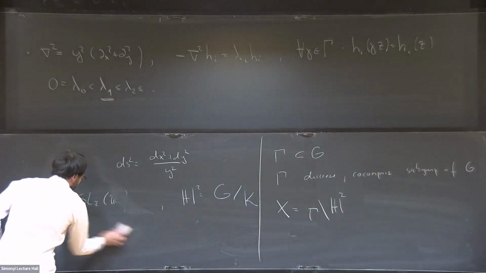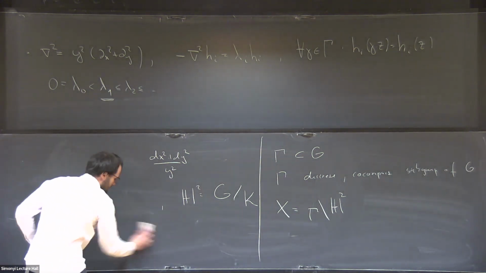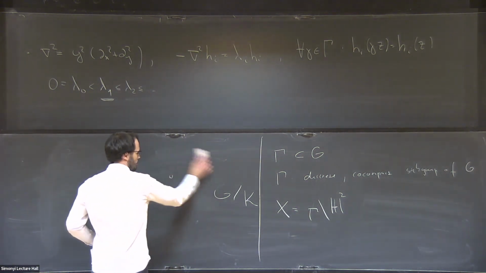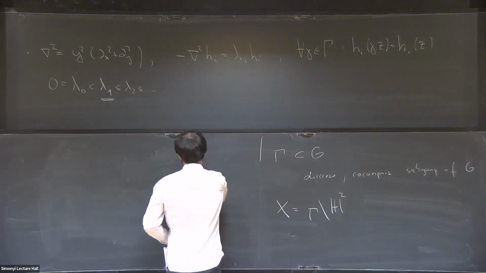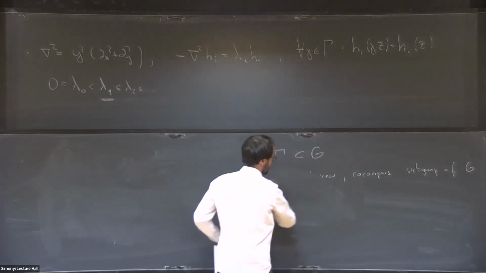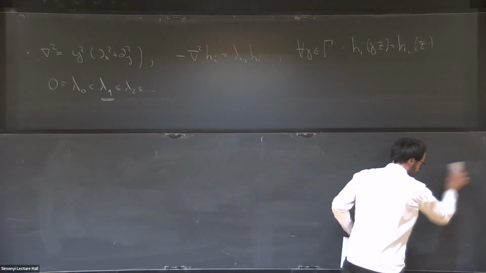Okay, so the basic practical outcome of what we did is some universal upper bounds on lambda 1.